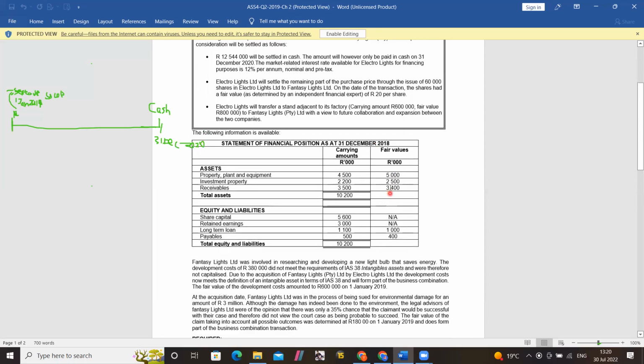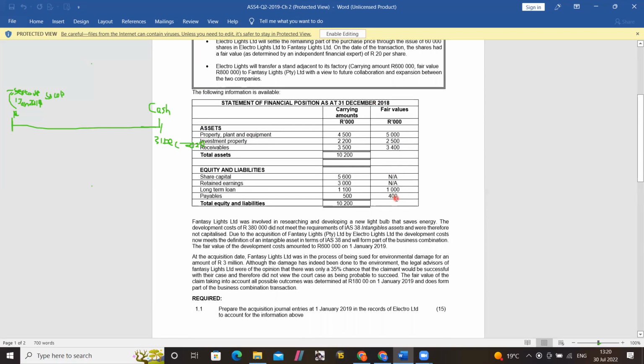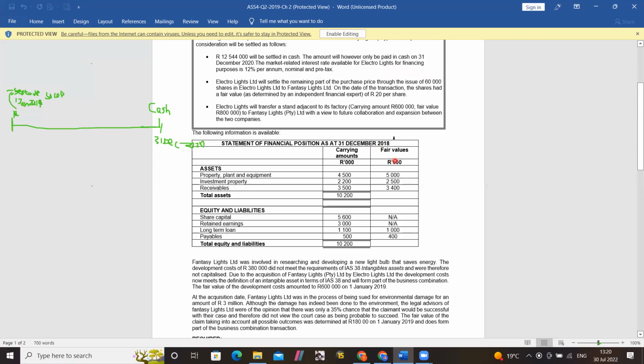Investment property, debit this 2.5 million, right? And then receivables, debit also this 3.4, because it's the fair value. Don't forget it's the assets at fair value, right? Now let's read the scenario here and check if maybe there were assets that Fantasy didn't recognize, but we should recognize via business combination rules, right?